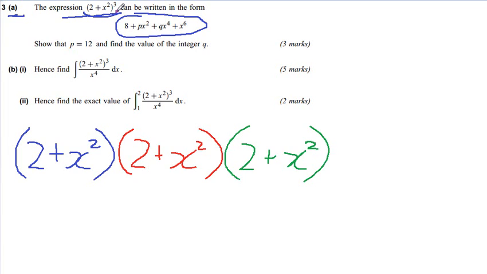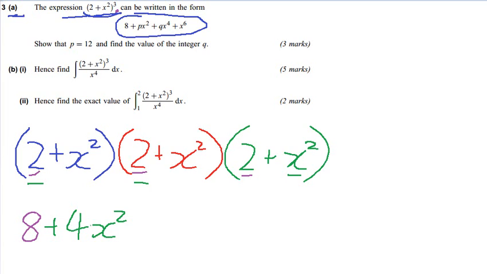So as you would when you have 2 sets of brackets that you have to times together, just do the same with 3 brackets that you times together. So let's times 2 by 2 by 2, which is 8. Then let's go for green again. So then we go for 2 times x squared, so plus 4x squared.